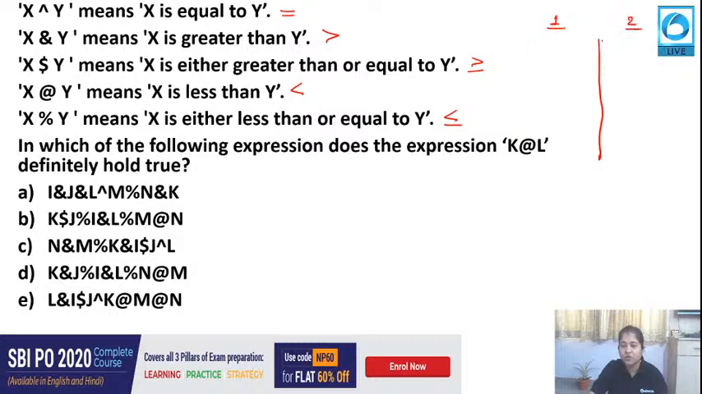So group 1 or group 2 mein we will be taking the similar kind of symbols. That is greater than equal to and equal to will be one group and less than equal to and equal to will be in another group. अगर same group से आपके relations हुए तो आप कोई भी definite relation निकाल सकते हो. It may be definitely true, it may be definitely false. लेकिन अगर if you have symbols from different groups, the relationship will be cannot be determined.